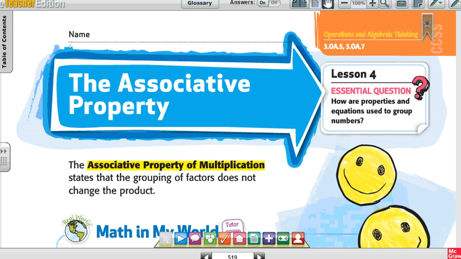Okay, it's chapter 9, lesson 4. The associative property. So the associative property of multiplication states that the grouping of factors does not change the product. Just like the associative property of addition.